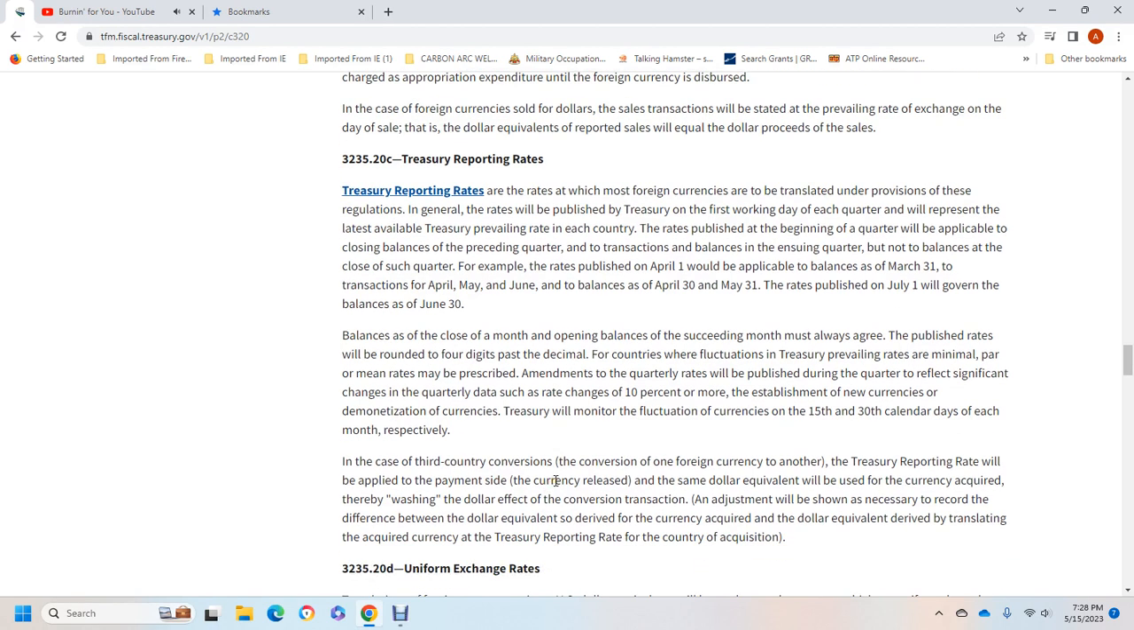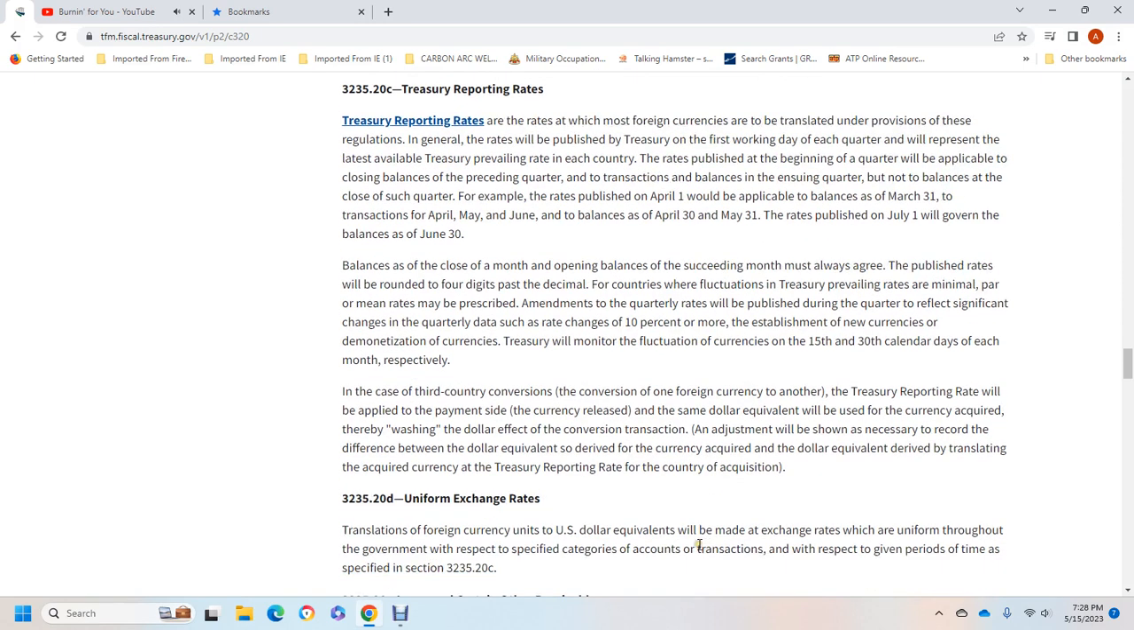In the case of third country conversion of one foreign currency to another, the Treasury reporting rate will be applied with the payment side with the currency release. The same dollar equivalent will be applied, thereby washing the dollar effect for the conversion transaction. An adjustment will be shown to record the difference between the dollar equivalent derived with the currency acquired and the dollar equivalent derived by translating the acquired currency with the Treasury reporting rate of the country of acquisition.